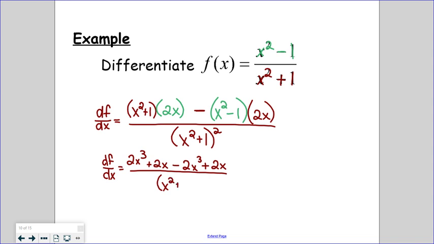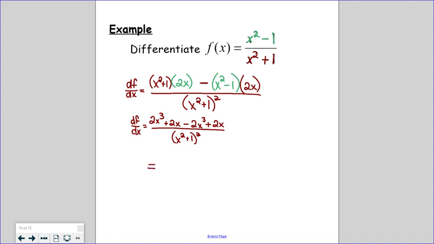Usually where you are going with this, you will not need to FOIL the bottom. However, sometimes you do. I would not suggest doing it early unless you find out that you have to by the end. So this one would finally clean up to 2x cubed minus 2x cubed would be gone, 4x over x squared plus 1, quantity squared. Any questions on quotient rule?